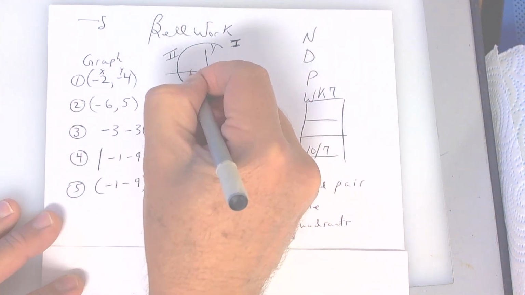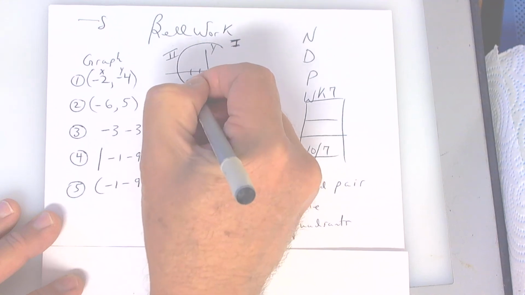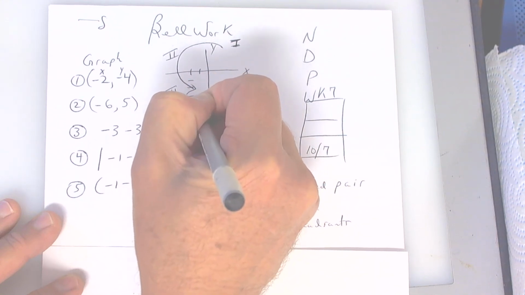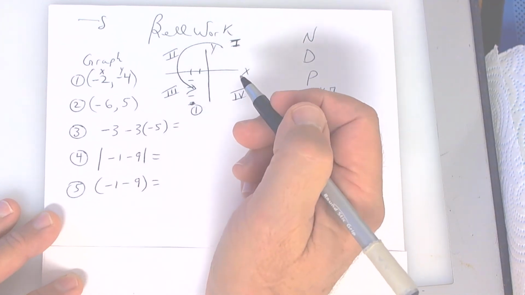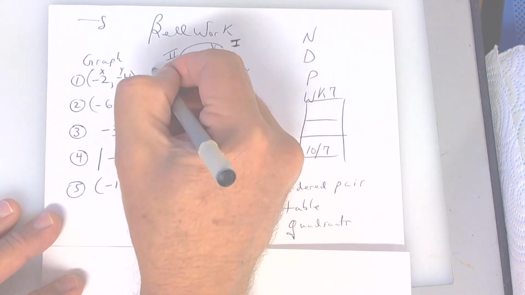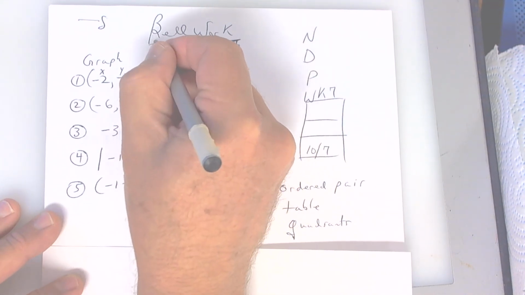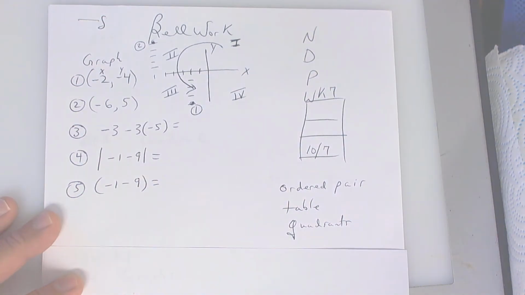It's a negative, so you go to the left. 0, 1, 2. And then you go down 1, 2, 3, 4. So number 1 is right there. Number 2 is negative 6. 1, 2, 3, 4, 5, 6. Up 5. Somewhere up here is number 2. Make sure you know how to graph a point. You'd be surprised. Some kids can't do that.